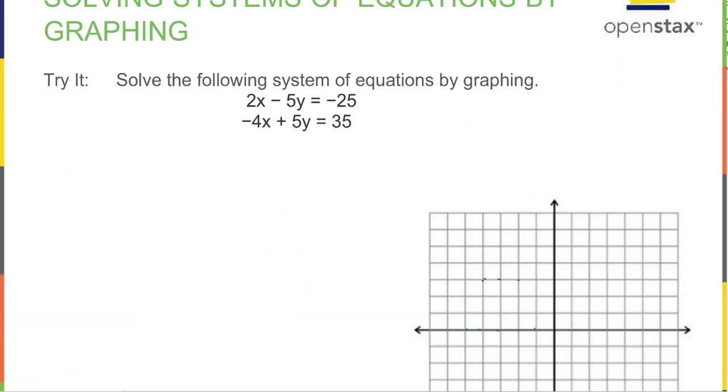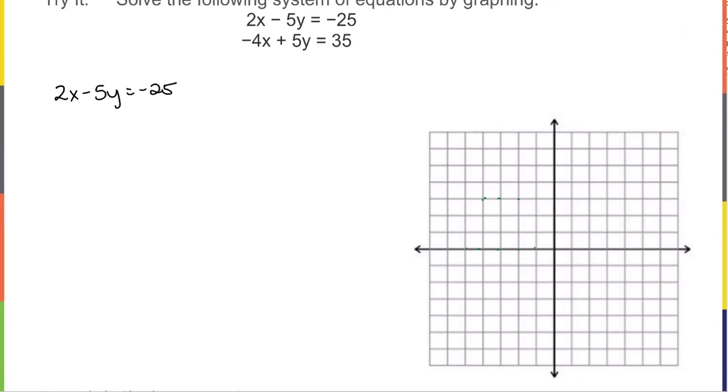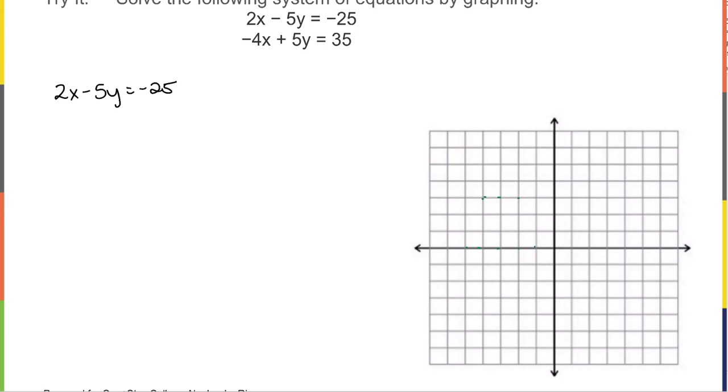Okay, so the next one says solve the system of equations by graphing. So all you do to solve a system by graphing is literally graph each equation and see where they intersect. So I have two equations. The first one is 2x minus 5y equals negative 25, and the way you decide to graph, that's up to you. You can use a table of values, I like to put it in slope-intercept form.